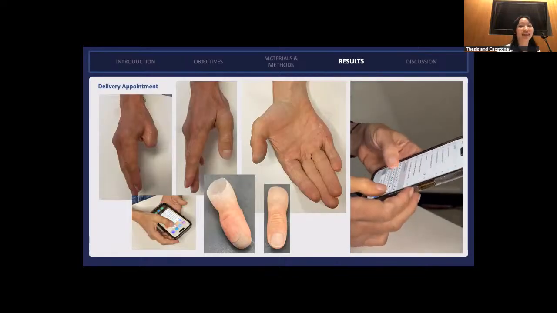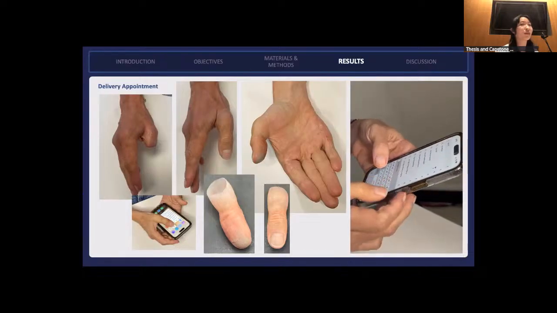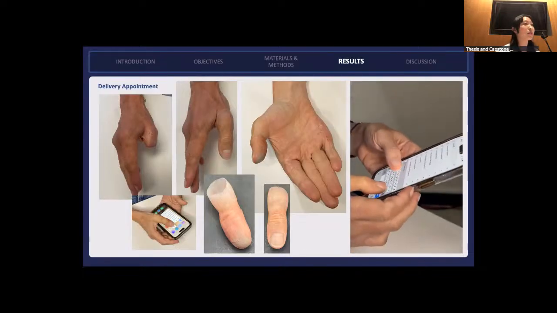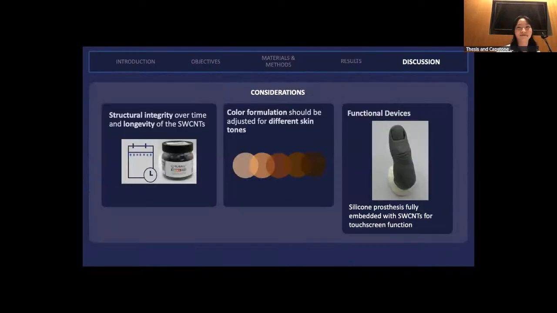We are very excited that the combination of single-wall carbon nanotubes and digital technologies allowed for the fabrication of a device that now meets both a functional and aesthetic treatment goal for this patient. Some considerations that we want to take into account are first the structural integrity over time and the longevity of the single-wall carbon nanotubes. It is important to mention that the color formula that was made for this patient can be adjusted for different skin tones.